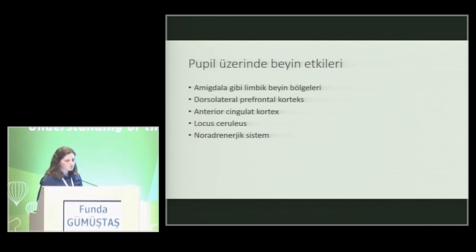When we take a look at the brain influences on the pupil, the amygdala and limbic brain regions, the dorsolateral prefrontal cortex, the region which is responsible for the executive functions, the anterior cingulate cortex, the locus coeruleus and the noradrenergic system will be correlated with the pupil.